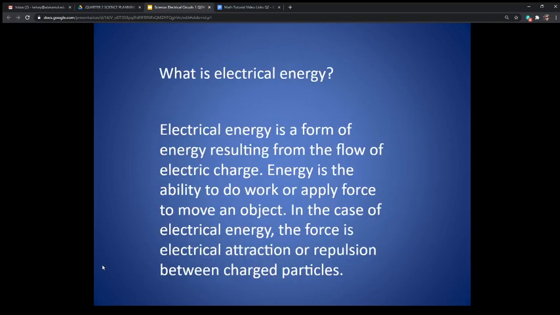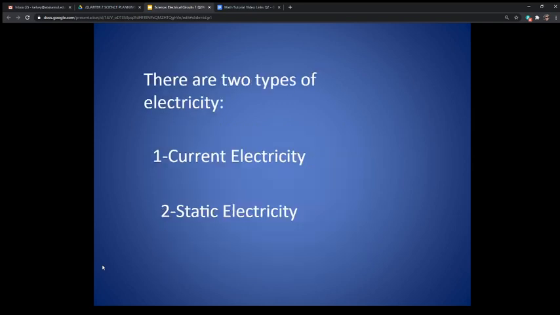What is electrical energy? Electrical energy is a form of energy resulting from the flow of electrical charge. Energy is the ability to do work or apply force to move an object. In the case of electrical energy, the force is an electrical attraction or repulsion between charged particles. There are two types of electricity: current electricity and static electricity.